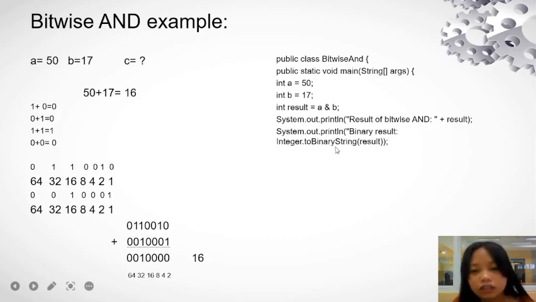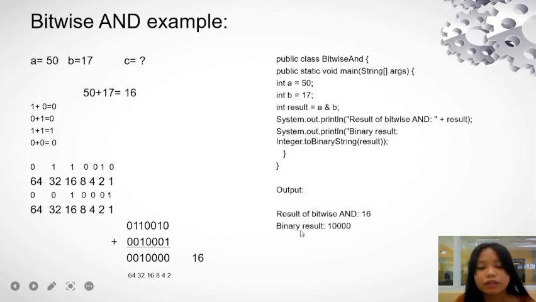So after that, we need to see the output. So this is the output. Result of bitwise AND is 16. So 16, that's correct. And the binary result is 10000. So as you can see here, it's also correct.